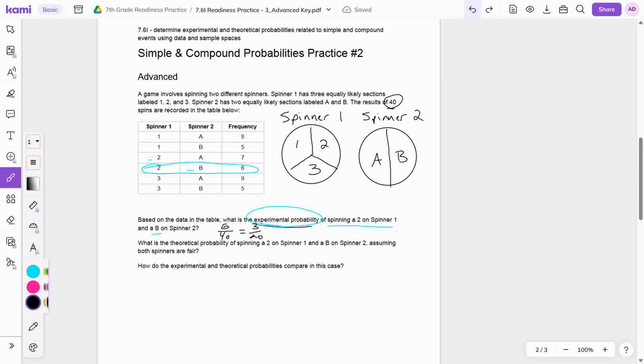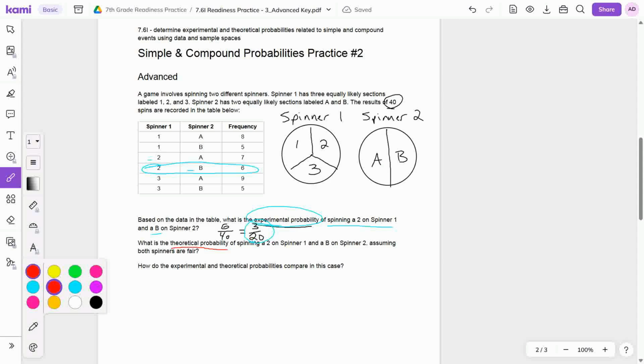So the experimental probability of landing on a 2 and then a B is 3/20. All right, let's look at our next one. We'll make it red. What is the theoretical probability? The first one was experimental. Now it's theoretical, so we don't need the data table. Of spinning a 2 on spinner 1 and a B on spinner 1, assuming both spinners are fair. So it's the same combo, but now it's theoretical.